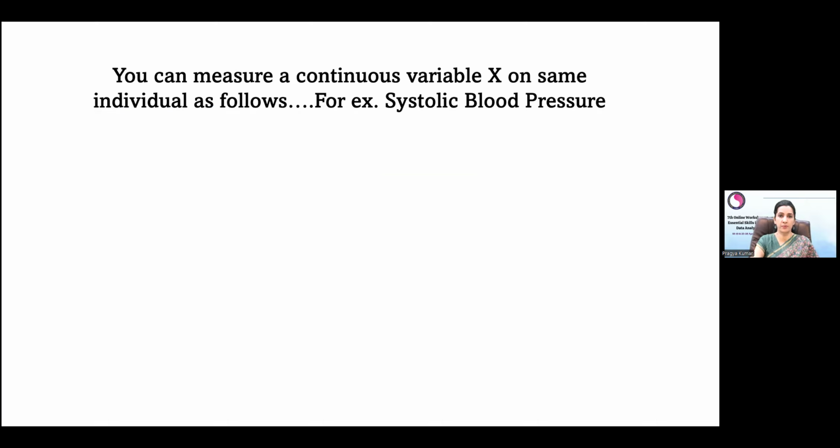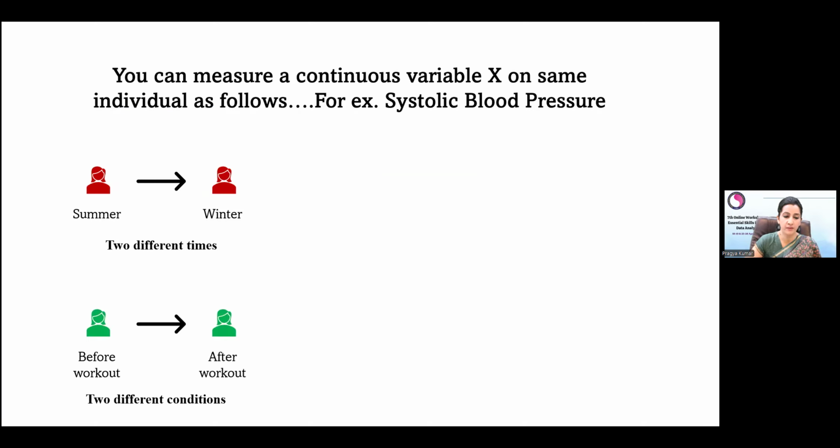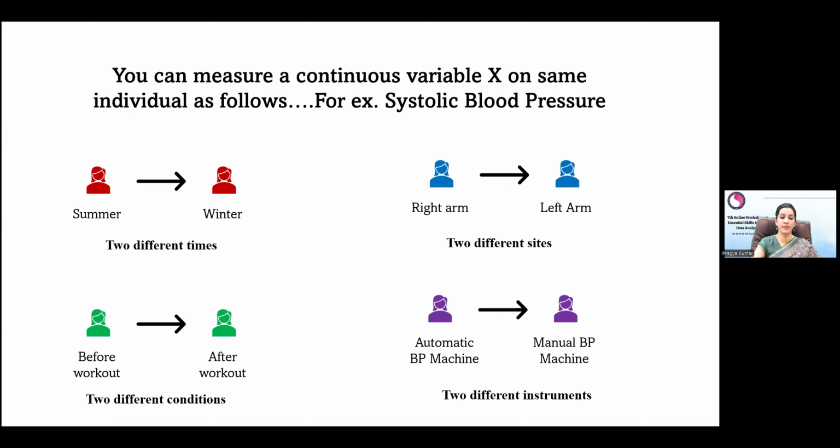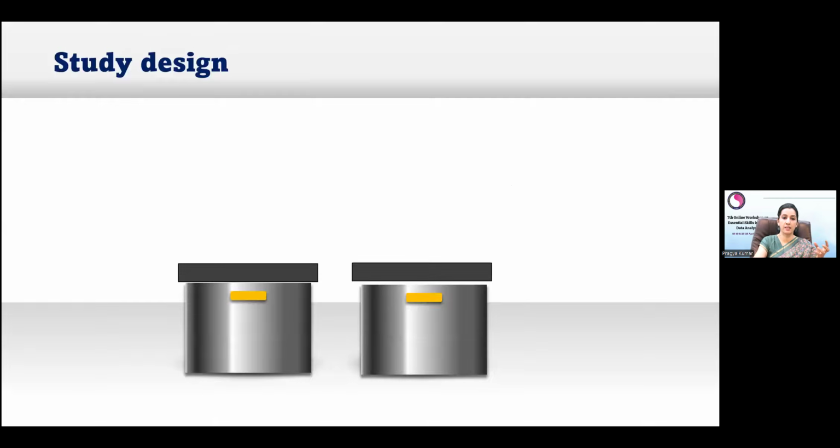So like systolic blood pressure, if I'm measuring this systolic blood pressure on two occasions, like summer and winter, or I'm measuring it under two different conditions, like before workout and after workout, or I am measuring it in the right arm and left arm, two different sites from the same individual, or by two different machines or instruments. So these can be examples of paired data because it's a paired sample t-test. So the two observations should be on the same individual, and that's the paired t-test.